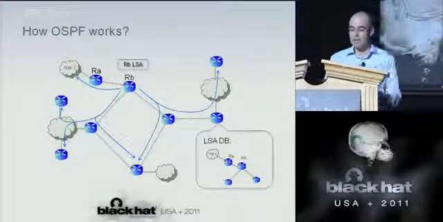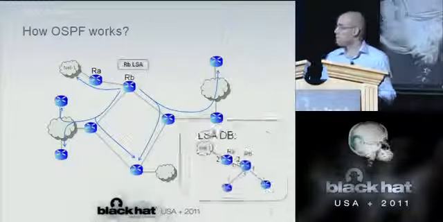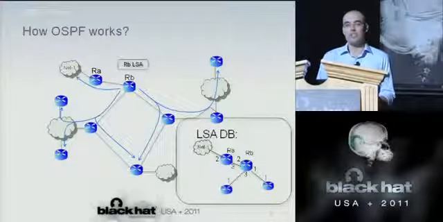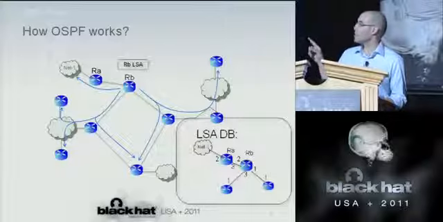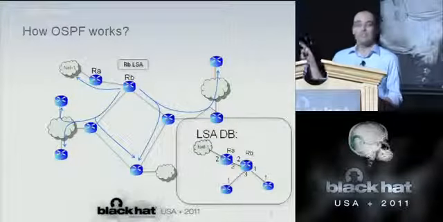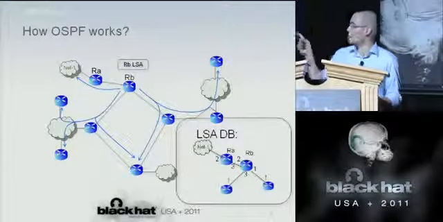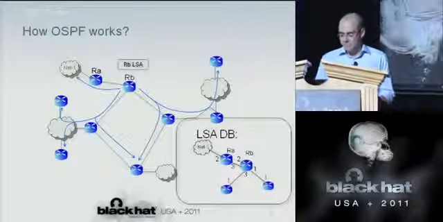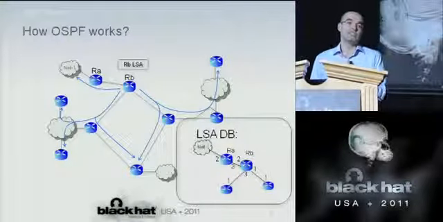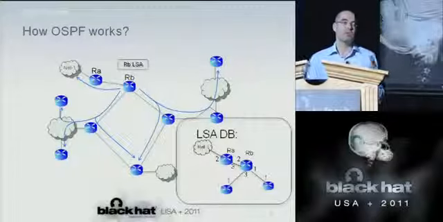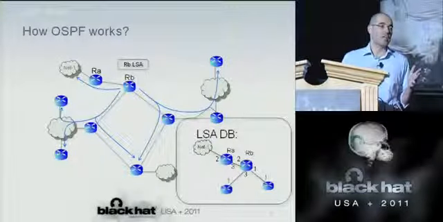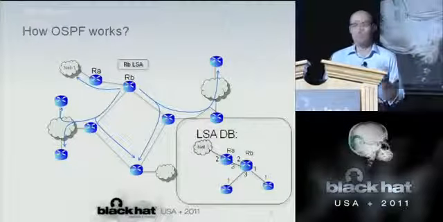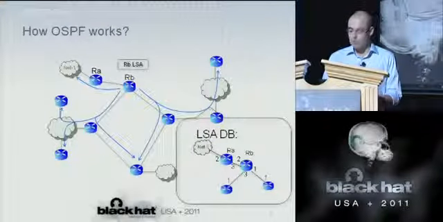Now, in addition to the links, there are also costs associated with each and every link. This means that RA tells us that it's connected to RB and the cost is 3, and the cost from RB to RA is 2. Based on this view and these costs, the router now calculates the least cost path from it to each and every other destination in the autonomous system, and this is how a routing table is constructed.